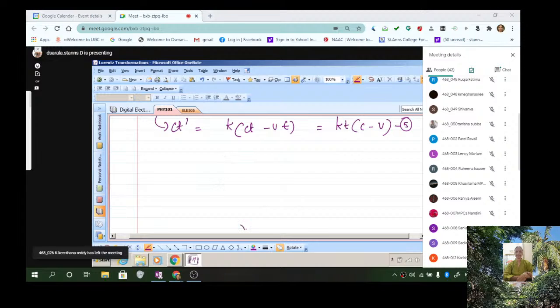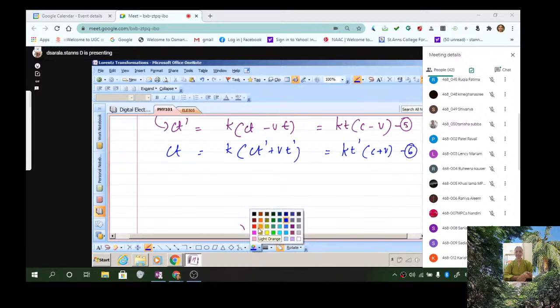Similarly, the other equation, ct, that is x, is equal to k. X prime was ct prime plus vt prime. So this can be written as equal to k t prime (c plus v). So far so good.